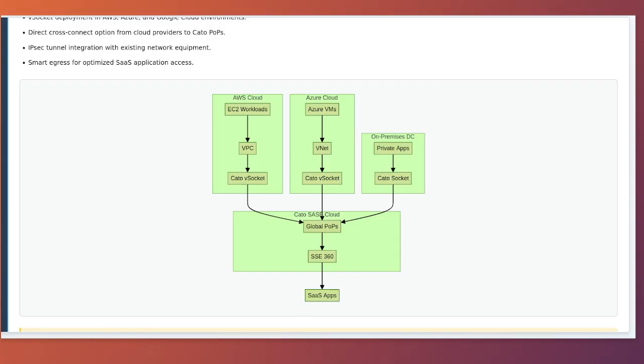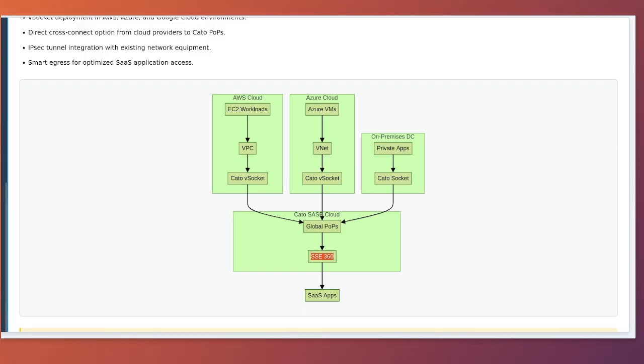Once cloud resources are connected to Cato, all traffic to and from those resources flows through the Secure Service Edge 360 security stack. This provides consistent security inspection for cloud workloads using the same policies that protect branch offices and remote users. The unified approach eliminates the complexity of managing separate cloud security tools.